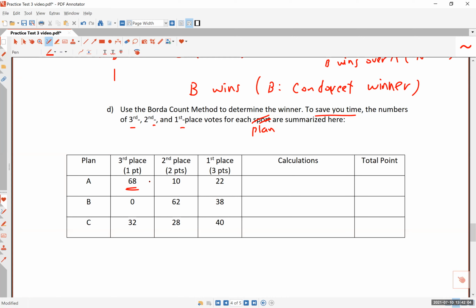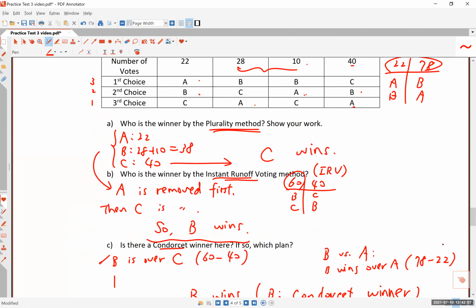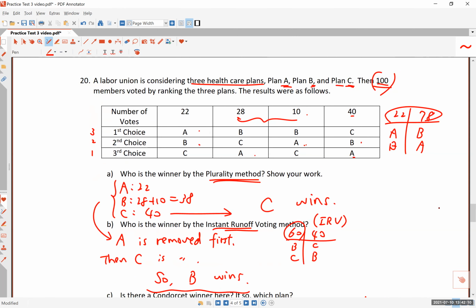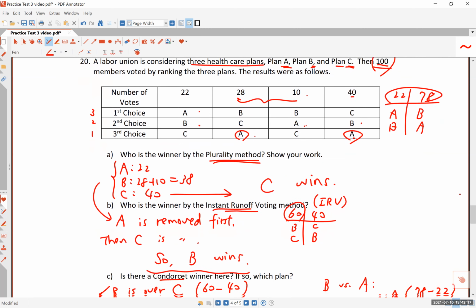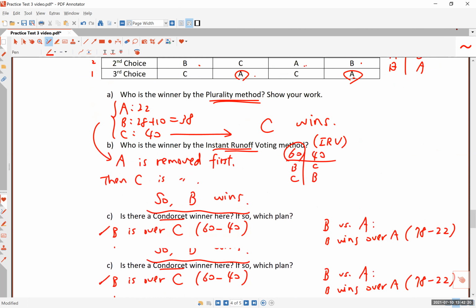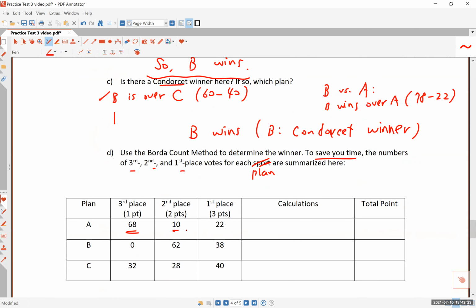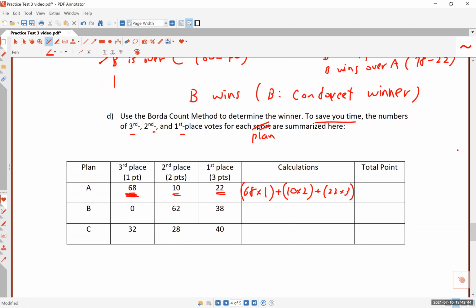Well, A gets 68 third place votes, and that comes from 28 people in the second column and 40 in the third, and so on, right? And so I am summarizing this for you. So all you have to do is to calculate, right? So 68 times 1, that's the number of points A gets for being third place. And then you have 10 times 2 for the second place. And then you have 22 times 3 for the 22 first place votes. If you add them together, you get 154, right?